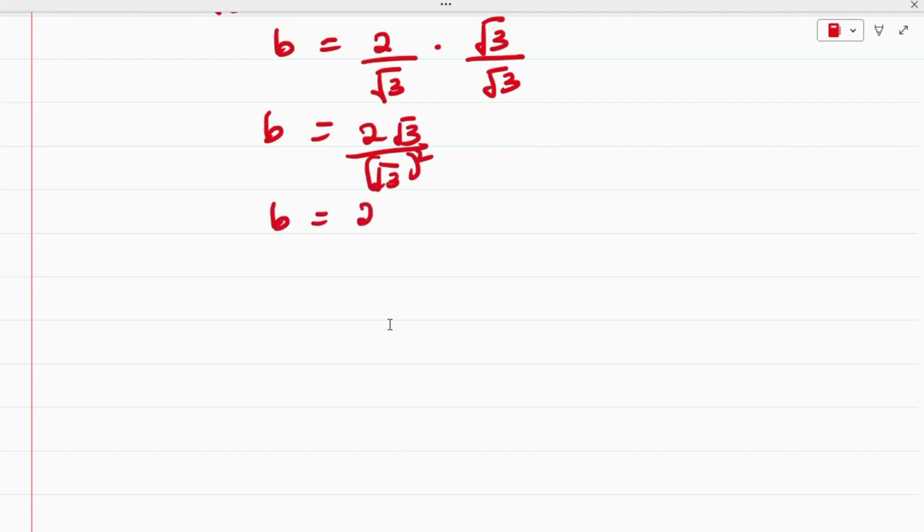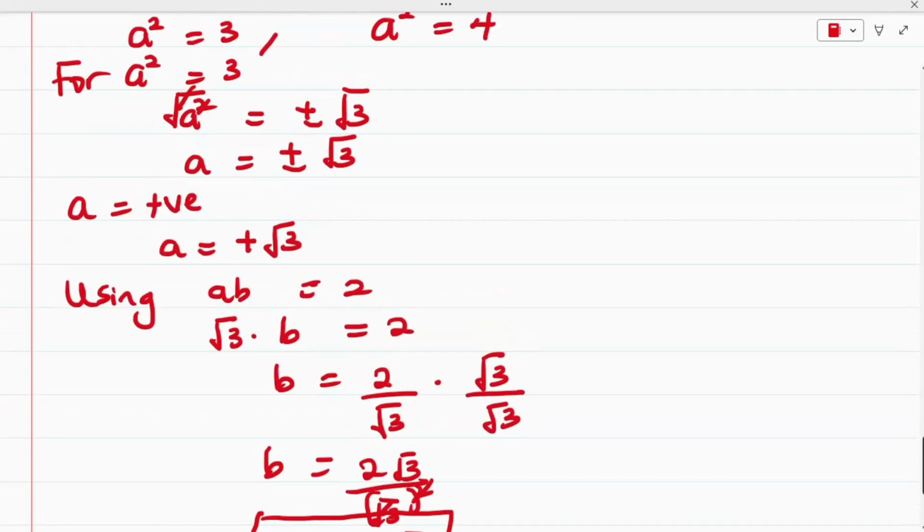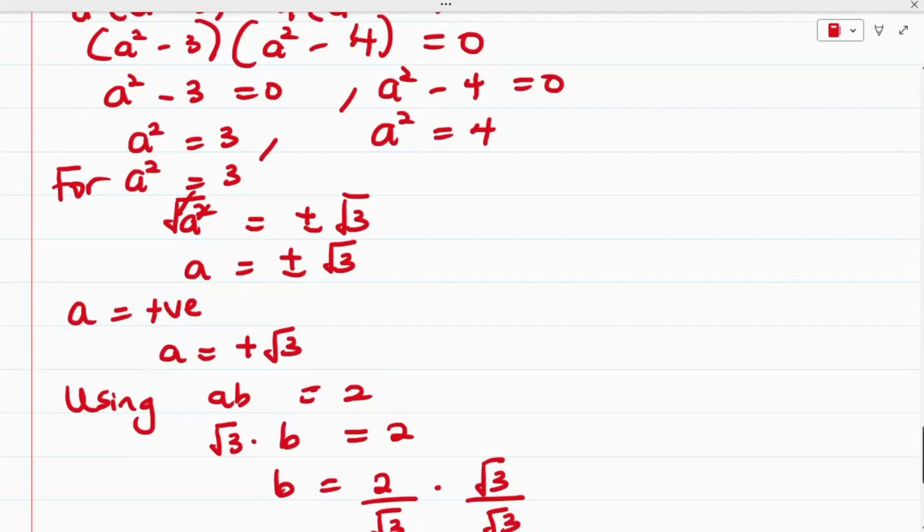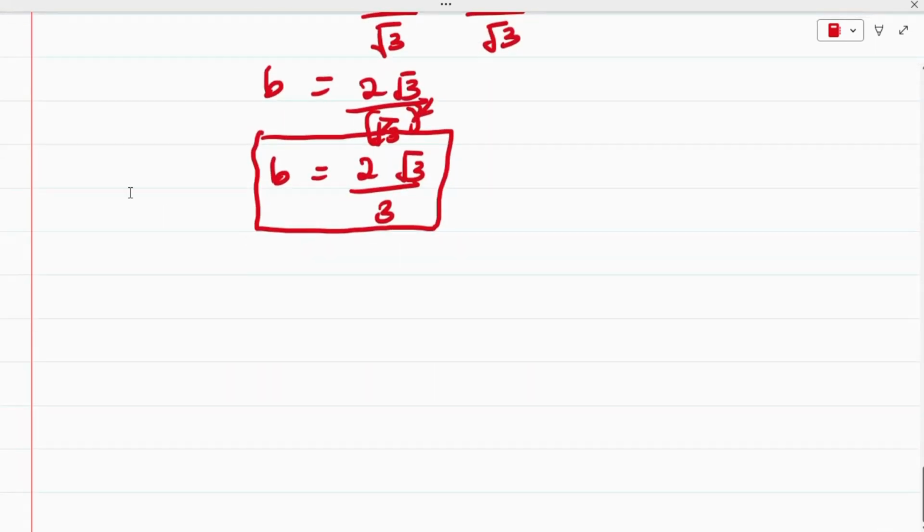So b is equal to 2 root 3 divided by 3. We cancel this out, so we have this to be 3, and we have the value of b right here. Okay, so we have been able to solve for a square equals 3. So let's simply solve for a square equals 4.